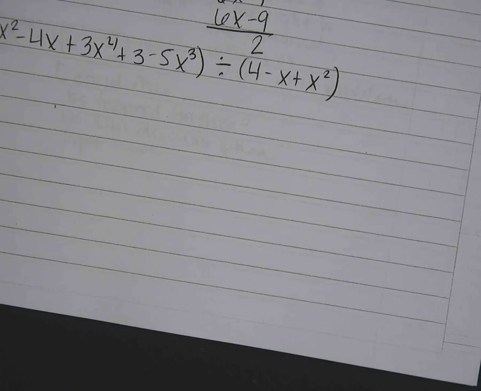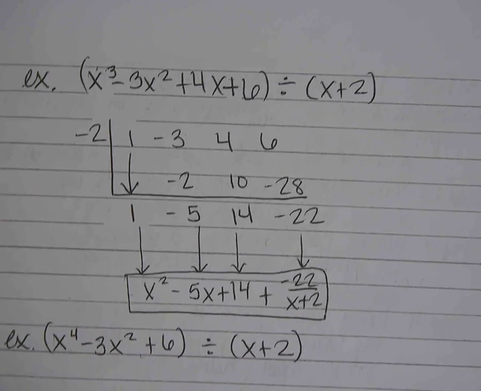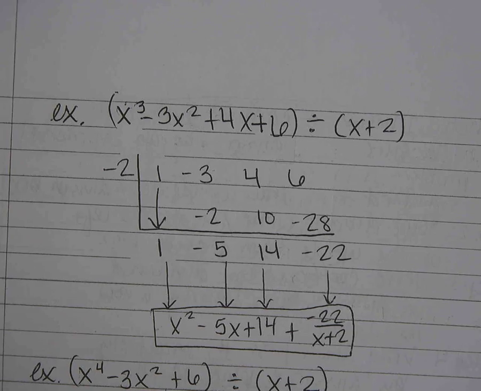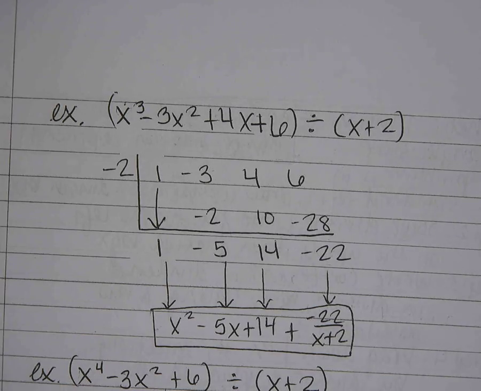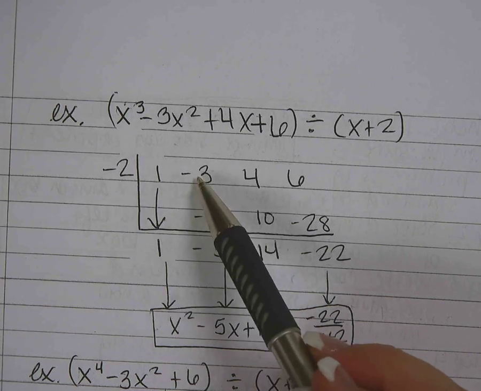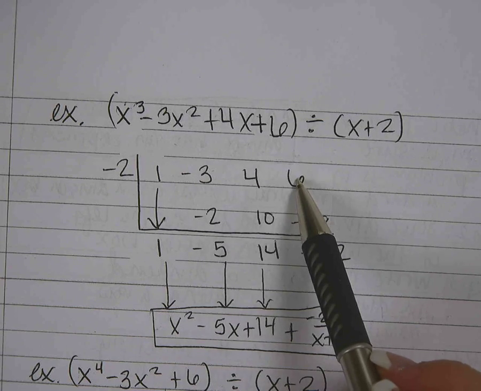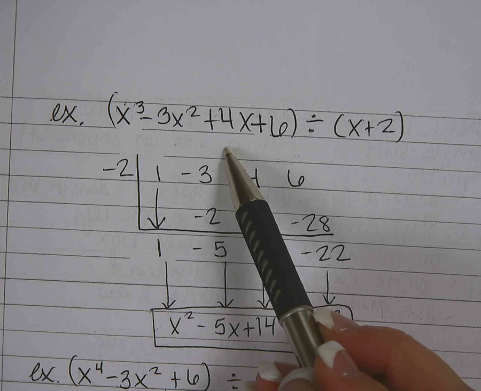Okay, so let's do some more synthetic division. This one I have written in without the little multiplication above it. This is what yours should look like whenever you do it on your own. So you're going to start out with your coefficients: 1, -3, 4, and 6. And of course we check to make sure they're in order of descending exponents.